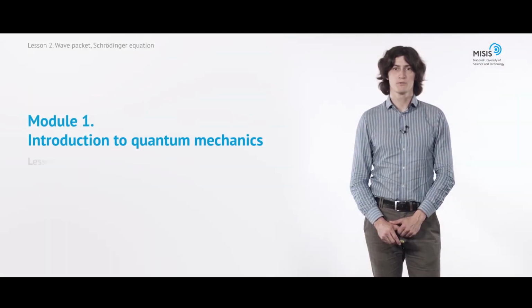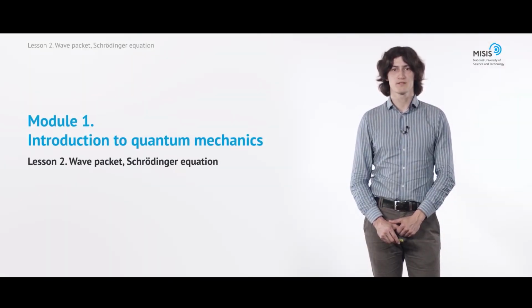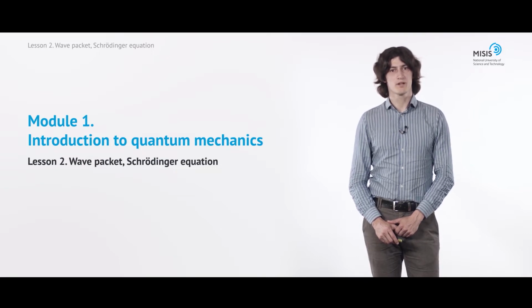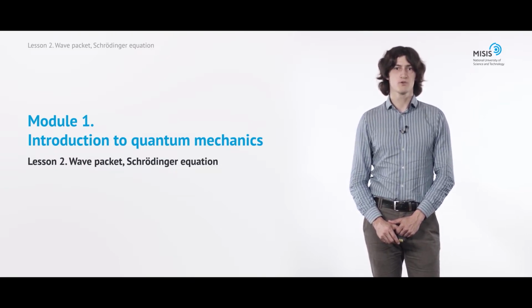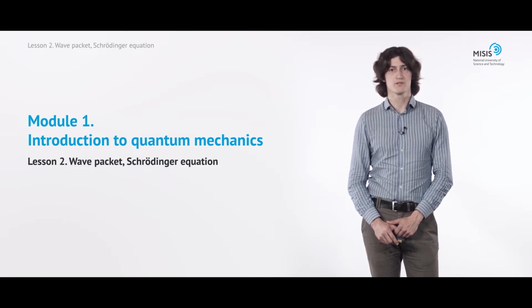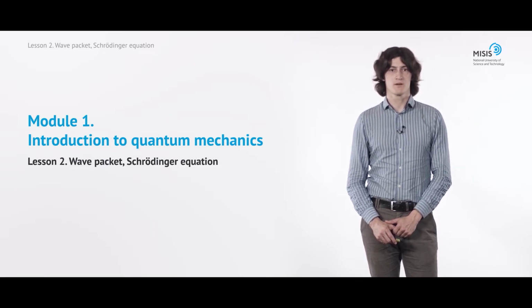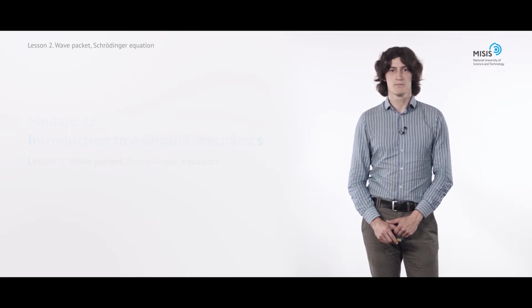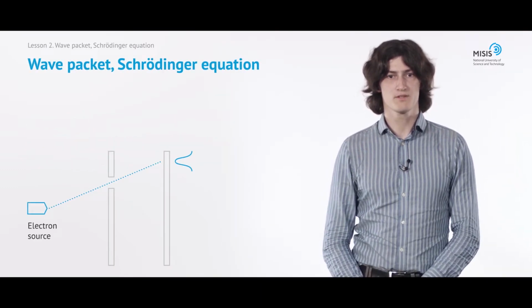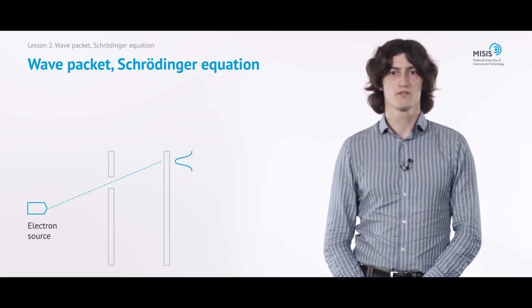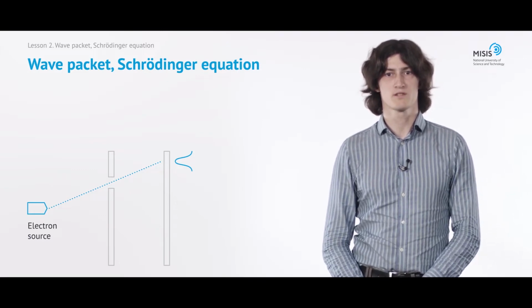In the previous episode, we talked about the history of quantum mechanics and showed that the particles in the microworld can behave as waves. In this episode, we'll discuss the concept of matter waves and some conclusions that it leads to. I begin with one of the fundamental and important experiments in quantum mechanics, which is the so-called double-slit experiment.